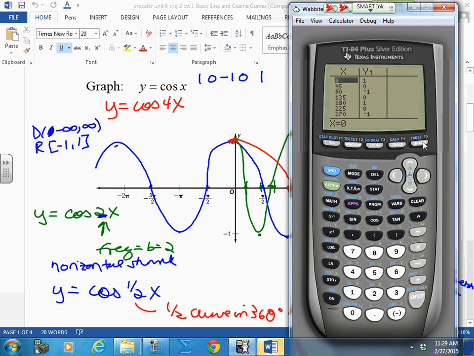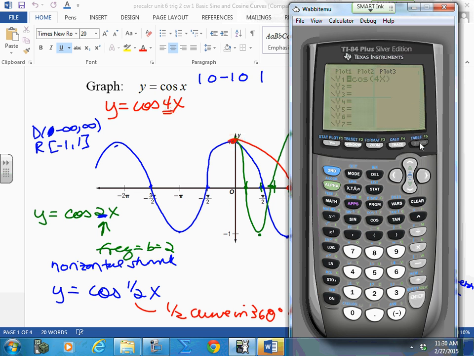If I put y equals cosine 4x, how many complete graphs, how many complete cycles do I want in 360? How many complete graphs? What's my frequency? 4. I want to see this thing go 4 times by the time I get to 360. So I'm going to change my y equal, and I'm going to put a 4 here. There's 1, 2, 3, 4. So you go through 4 times, 4 cycles.